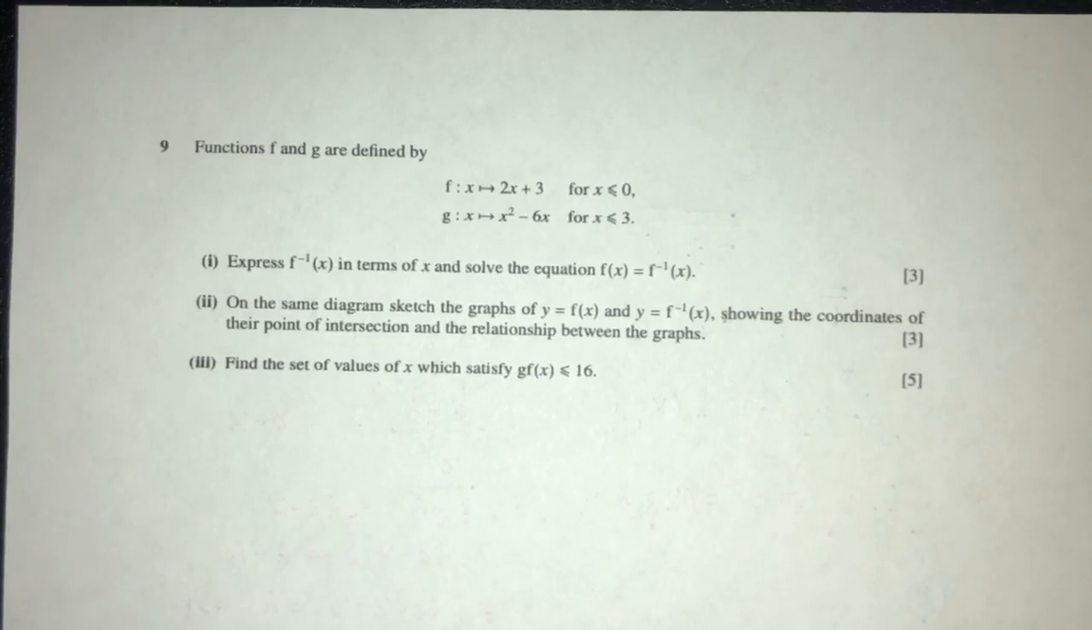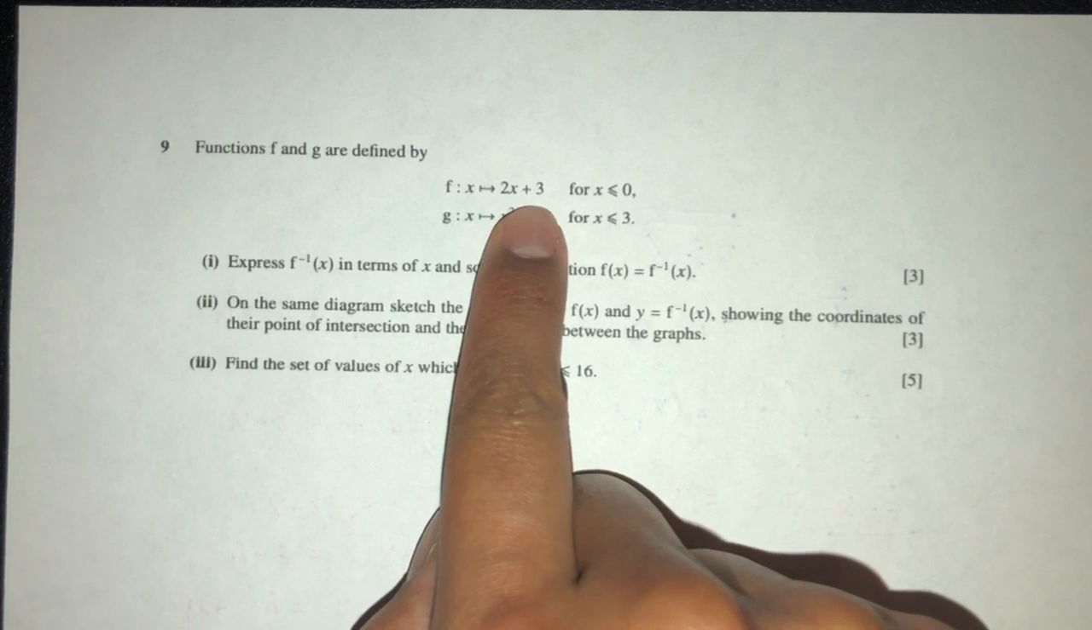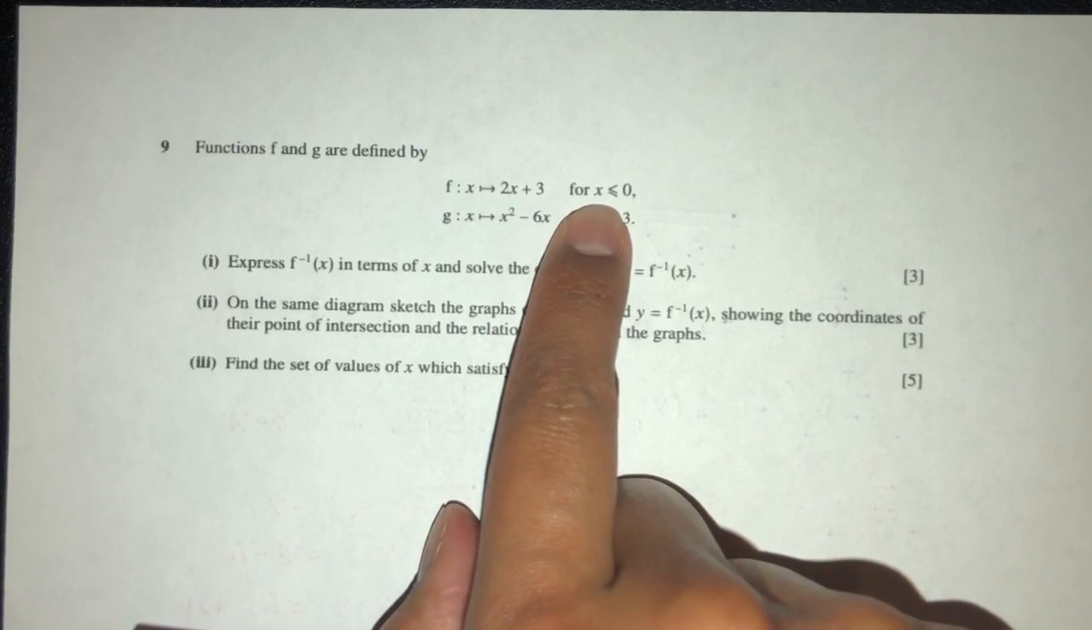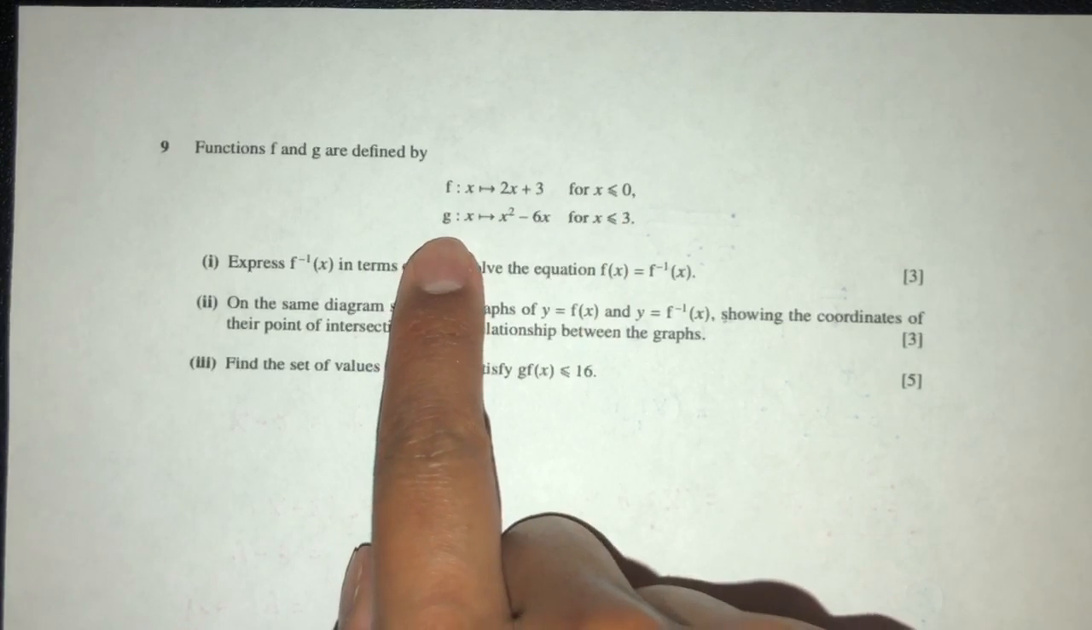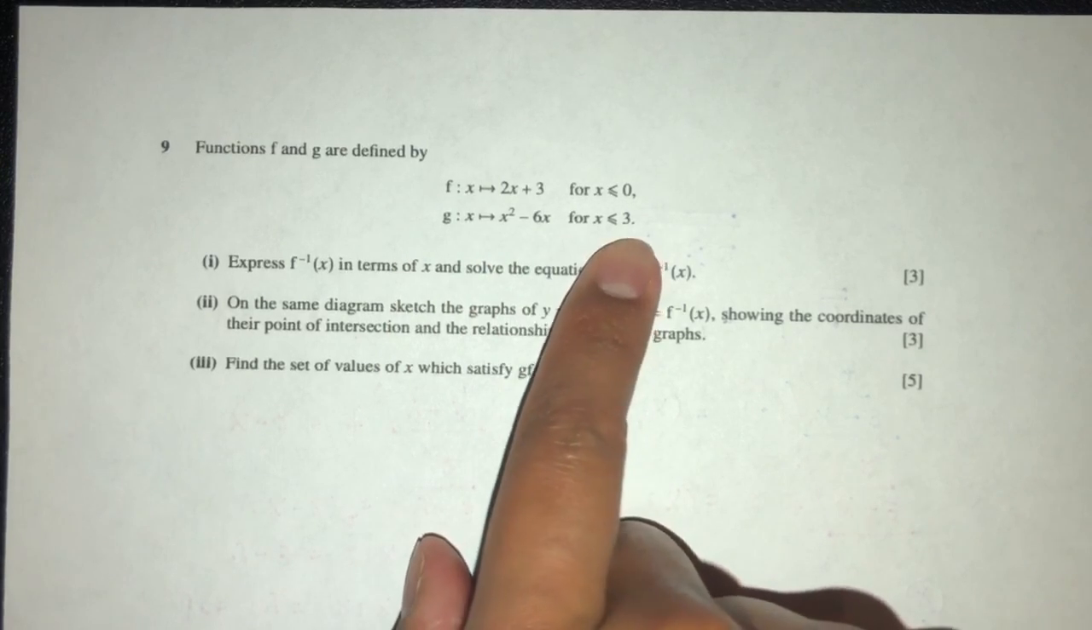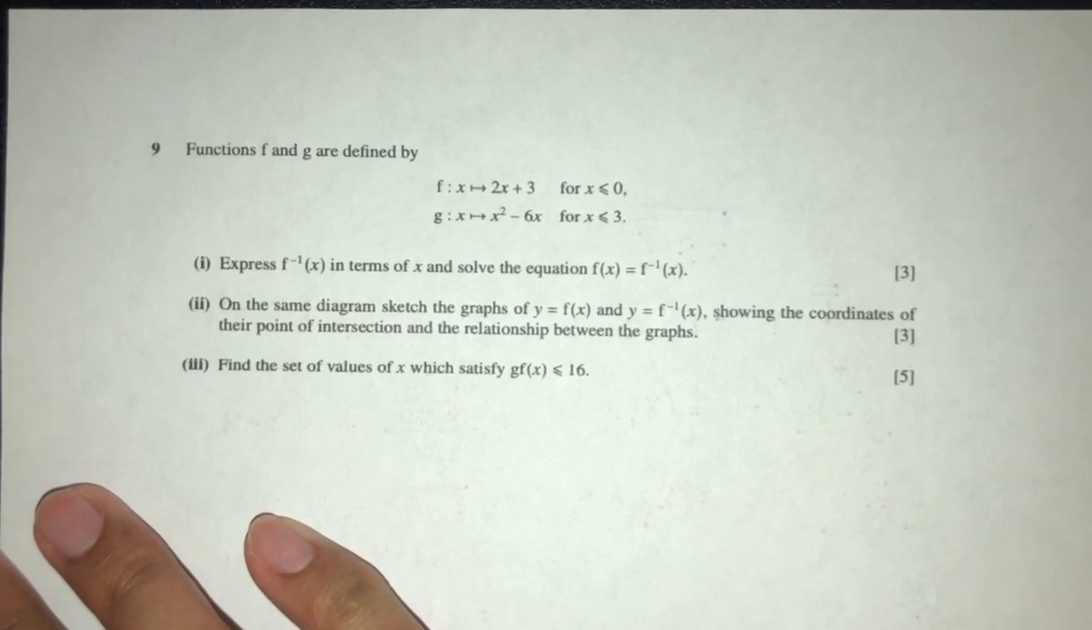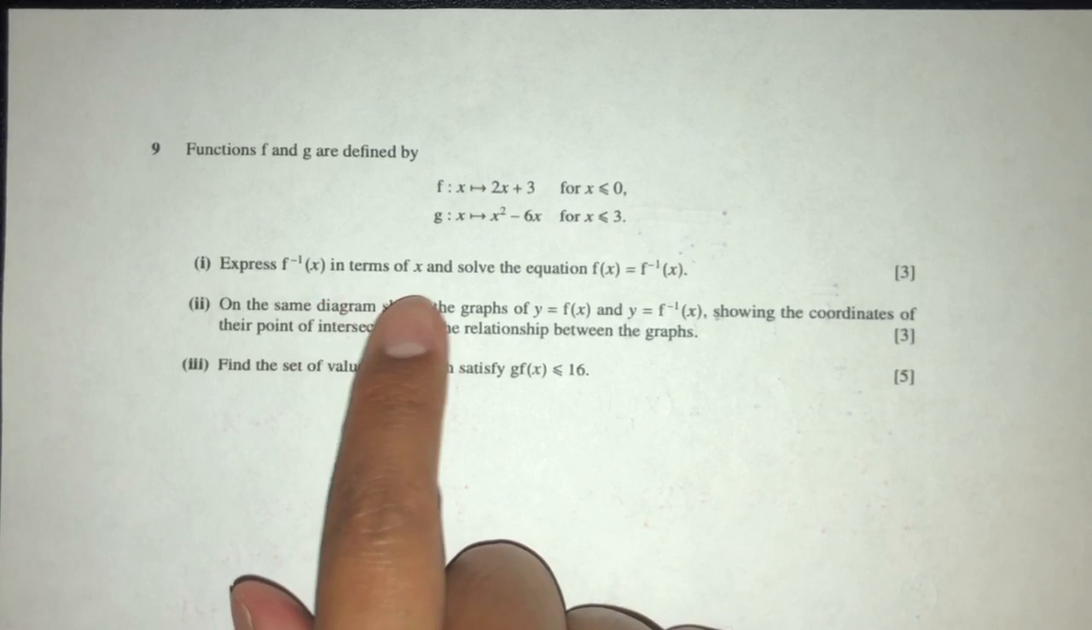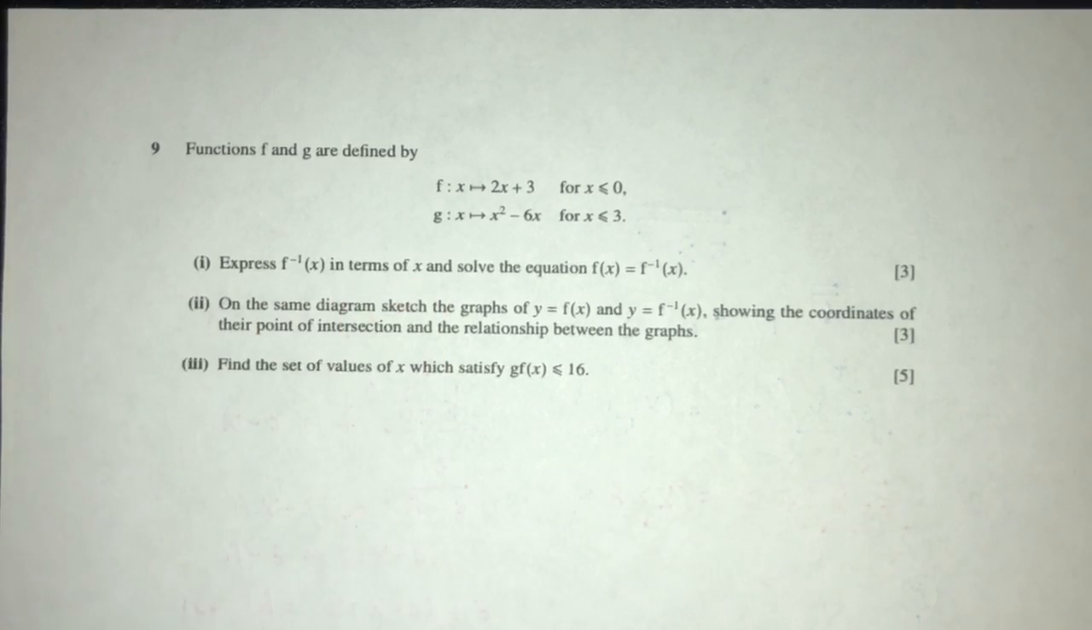Now let's move on to the next question. Functions f and g are defined by the following. f of x is equal to 2x plus 3 for x is less than 0, and we have g of x is equal to this for x is less than 3. Fair enough. Now part 1, we have to express f inverse of x in terms of x and solve this equation.